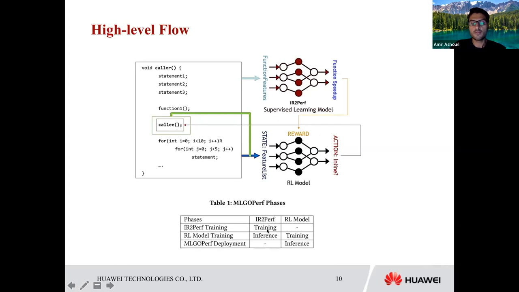So at first, we were training IR2Perf, the one on top, without the need for an RL model. After IR2Perf was sufficiently trained, at the inference phase for IR2Perf, we generated rewards and trained the second model. And when the second model was trained, we would simply unplug the first one, IR2Perf, and the second model would go into its inference mode and provide us standalone inference as the final action.